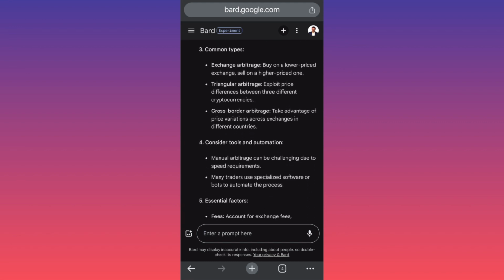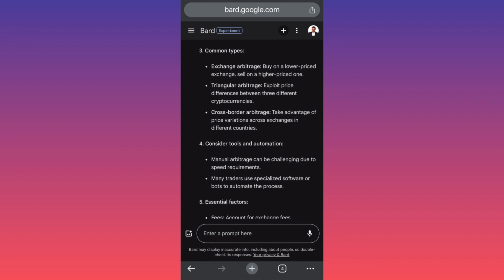The third step is to focus on the common types of trades. So there are a couple of different types of arbitrage. We're gonna focus on three of them. The first one is exchange arbitrage. This means that you buy on the lower price exchange and sell on the higher price exchange, something that I gave an example earlier.